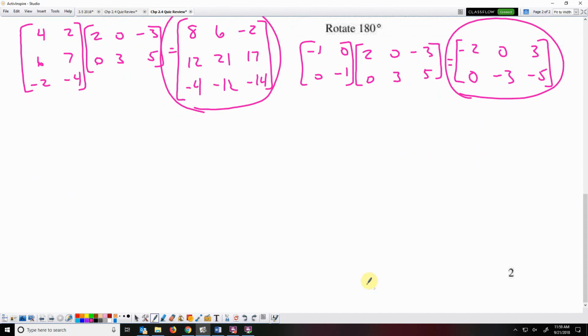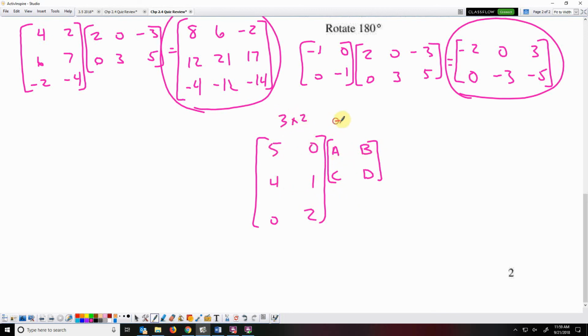I'm going to add something to the bottom here. A little bit of a challenge. We are going to multiply these two matrices, if it's possible. So there's 3 rows by 2 columns, and this is 2 by 2. The inner dimensions match, so it is possible, and our result will be a 3 by 2 matrix.